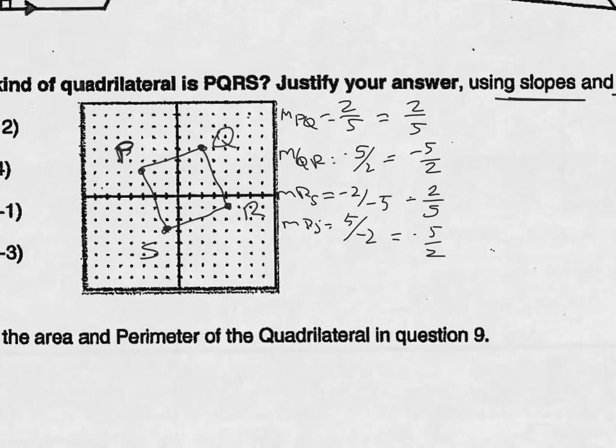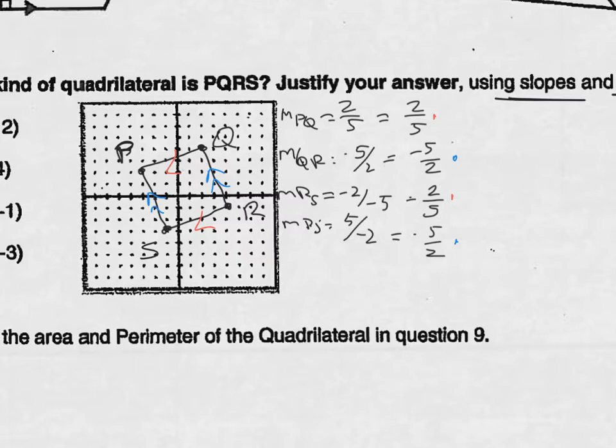Okay, so remember, if slopes are congruent, that means they have parallel sides. And if slopes are opposite reciprocals, that means we have perpendicular. So let's take a look here. If you notice, 2 fifths and 2 fifths means that PQ is parallel to RS. And if you also notice, negative 5 over 2, negative 5 over 2. So that means PS is parallel to QR. Okay, so we have opposite sides parallel. Good. We can cut out kite, trapezoid, isosceles trapezoid. Now we're going down the parallelogram route.